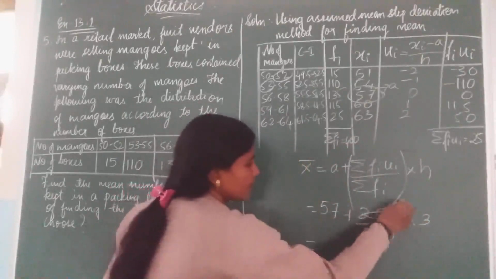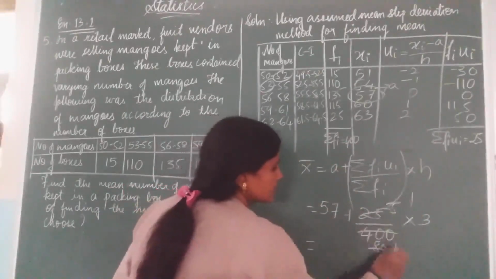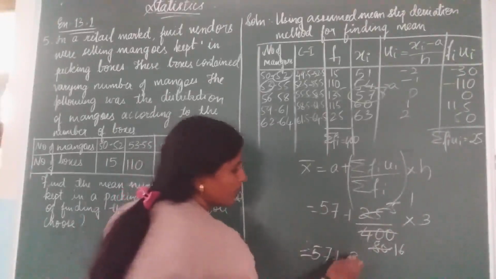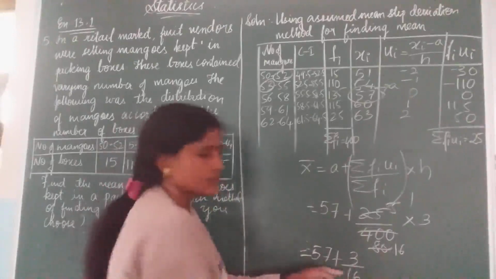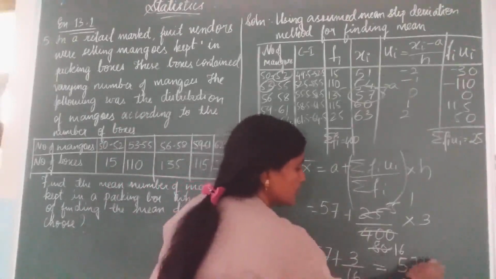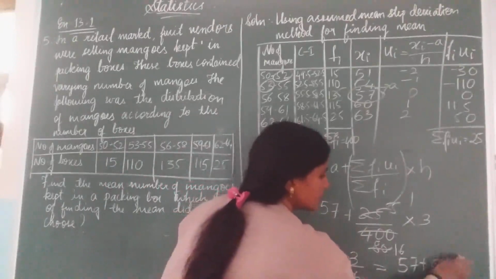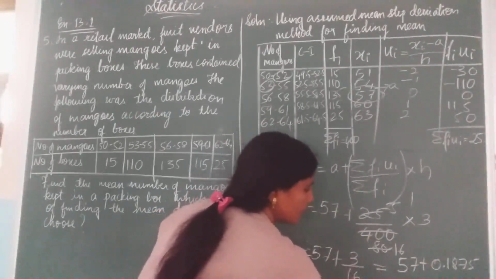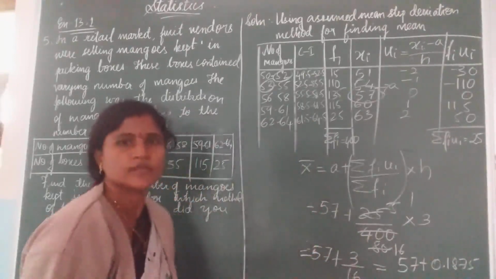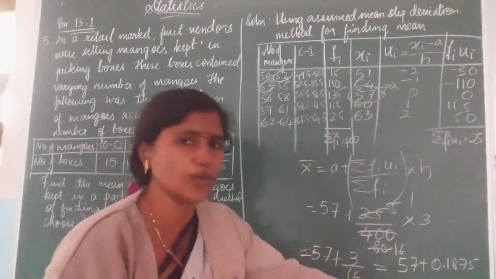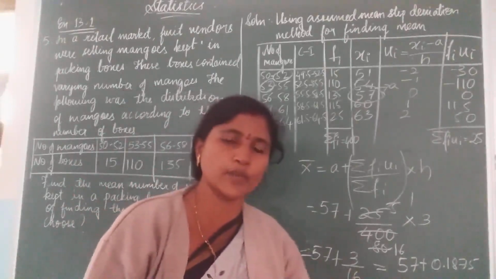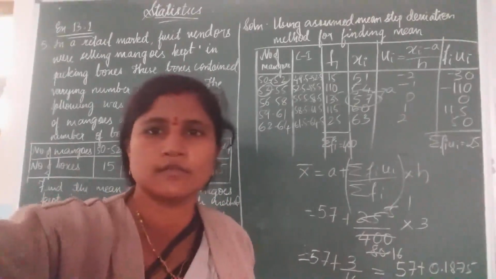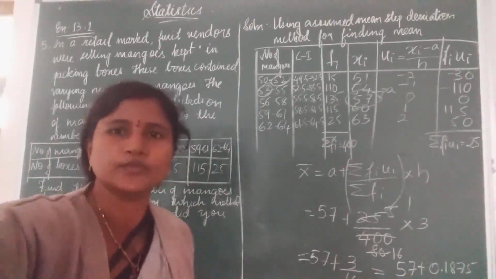So now 5 5s are 25, 5 80s are 400, then 5 1s are 5, 16s are 80. So the answer is 57 plus 3 by 16. So 3 by 16 means 57 plus, it will be nothing but 0.1875. So approximately, if I take, it will be nothing but 57.19. You can write it as 57.19 or you can write it directly as 57.1875. Usually after the point we need only 2 digits. Okay, thank you.